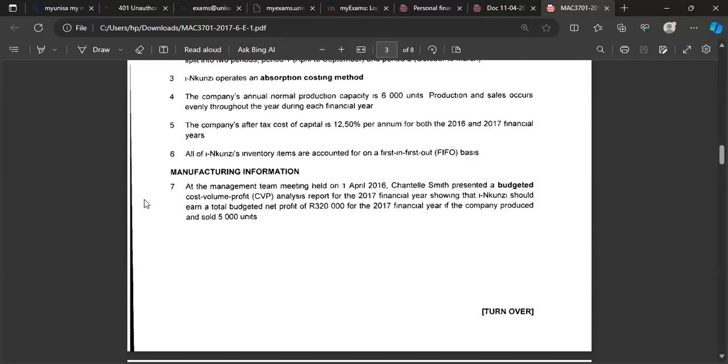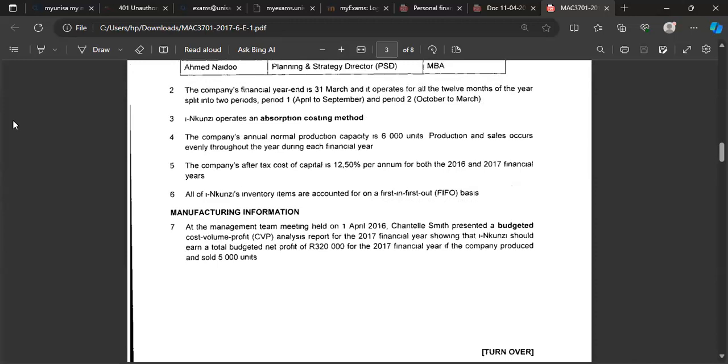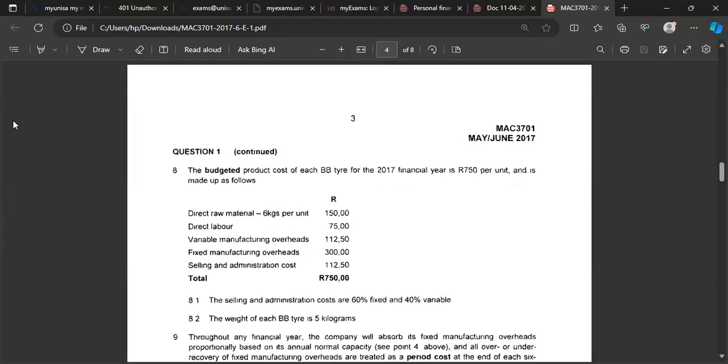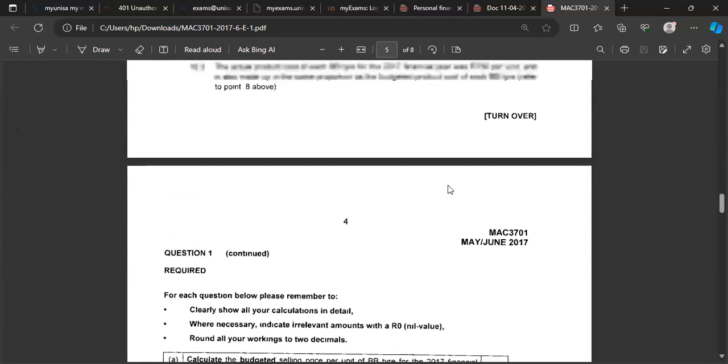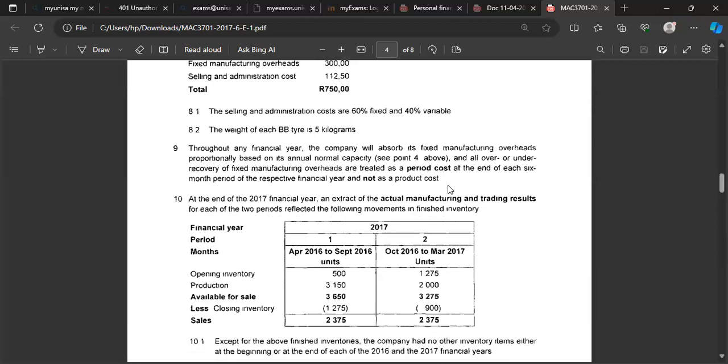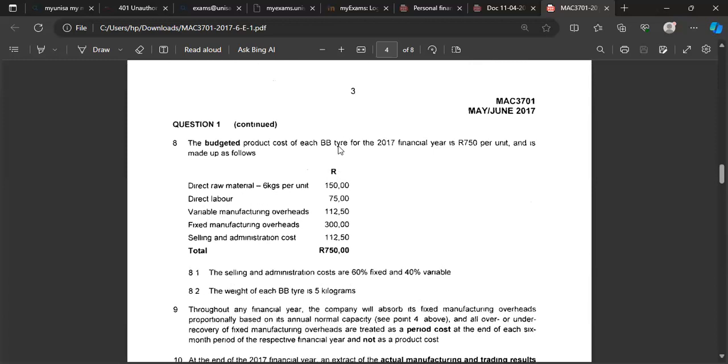Okay, so the correct way of getting our fixed cost now, let's see. We want to check, number one, the financial period that we are dealing with, right? So we are dealing with 2017, which was presented on the 1st of April 2016, but budgeted for 2017. So we want to fetch all that information. In other words, we need the fixed costs for 2017, which is going to be somewhere in this period there. All right, so let's see what goes on there.